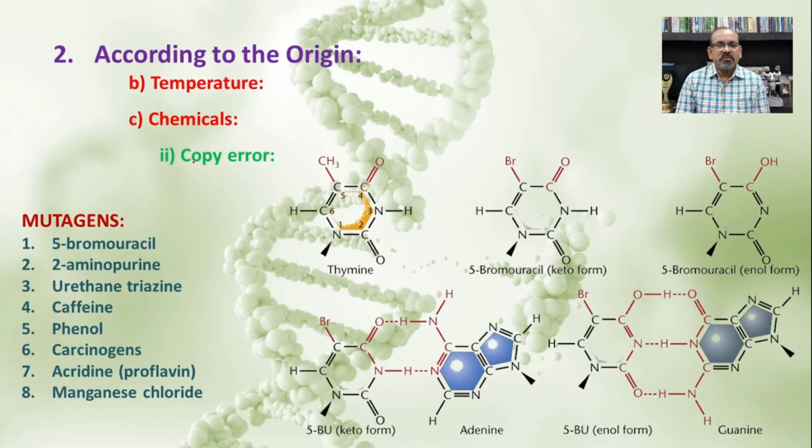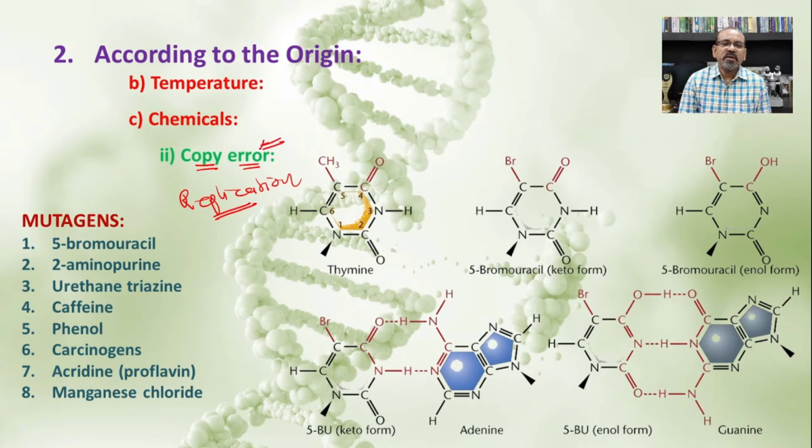The second one is the copy error, and this is carried out during DNA replication. It means that when the DNA is in the process of replication, certain similar types of nitrogen bases or other complementary factors are added during the replication, and this is known as the copy error type of mutation.